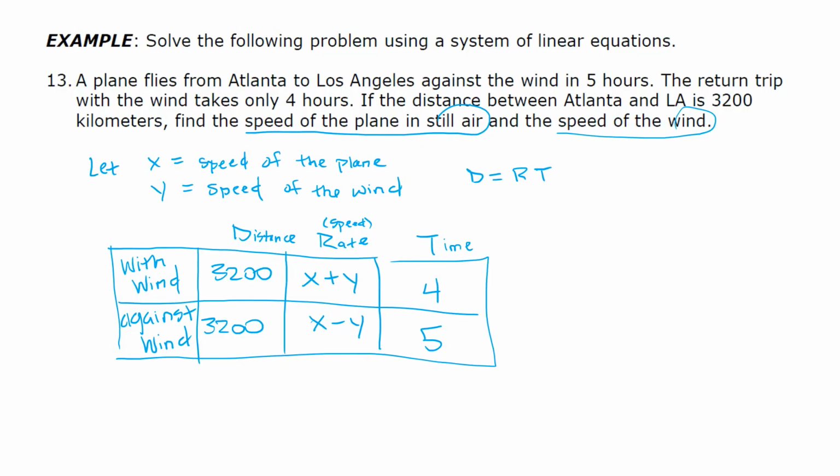Okay, so we now have our equations, setting it up in terms of d equals rt. We'll have 4 times (x plus y), that's the time times our speed, equals 3,200. Then we'll have 5 times (x minus y) equals 3,200. And now we need to solve our system. Okay, so let's do that.